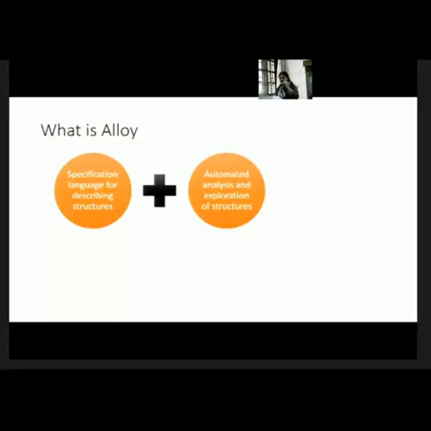So then Alloy gives you an automated analysis tool to explore the structures which arise out of the model. A model is abstract, so you would have many structures arising out of a model. It gives you a way to analyze those models. So combining these two, you get a design tool.